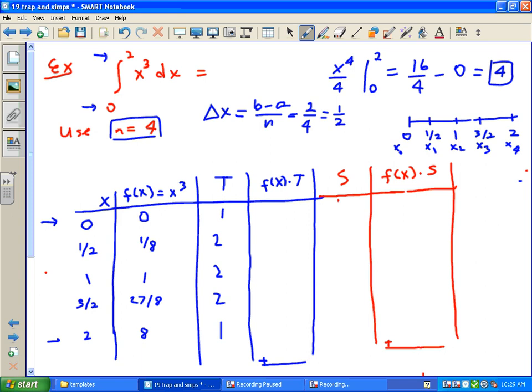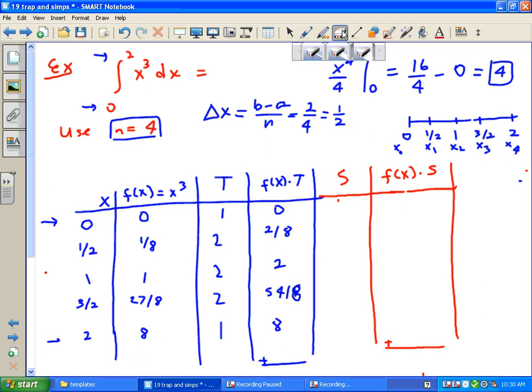So 0 times 1 is 0. And 2 times 1/8, you could simplify it, but I'm just going to leave it as it is right now, 2 over 8. 2 times 1, 54/8, and 1 times 8. Okay.